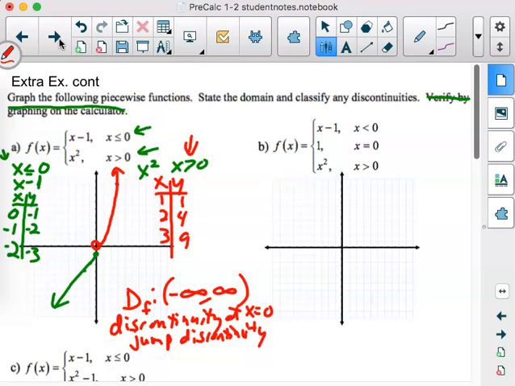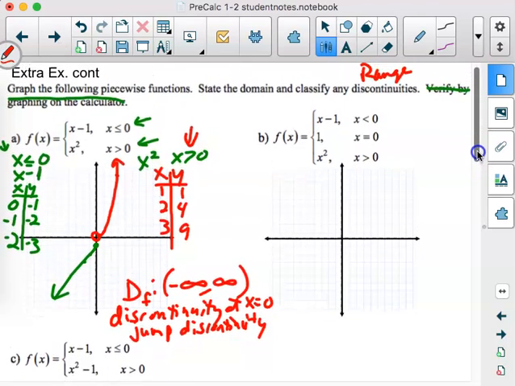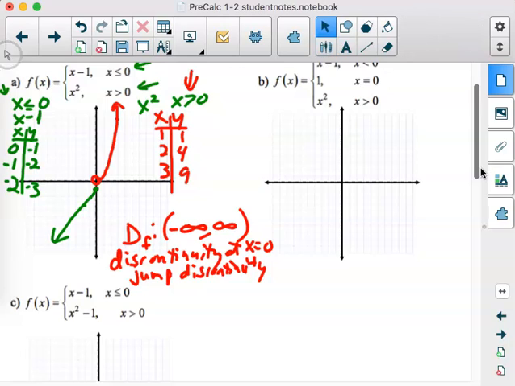I also want to find the range with you. I know it doesn't say that, but we're going to state the domain, classify any discontinuities, and at least with a couple of these, I might do it for all of them, we're also going to give the range. So the range, if I can fit it. I write way too big.